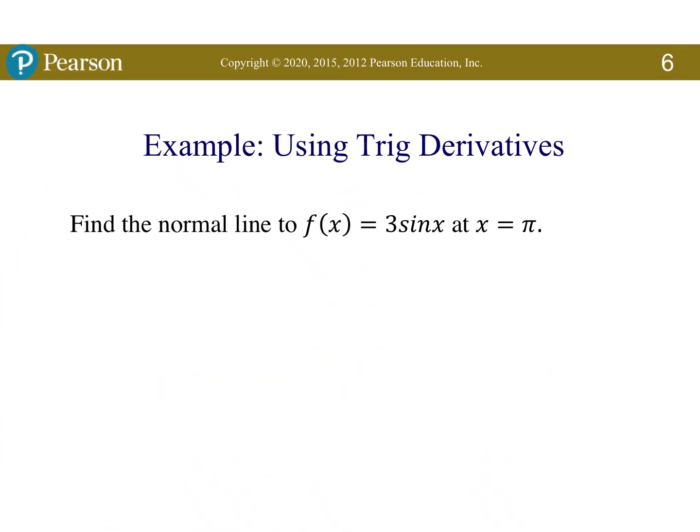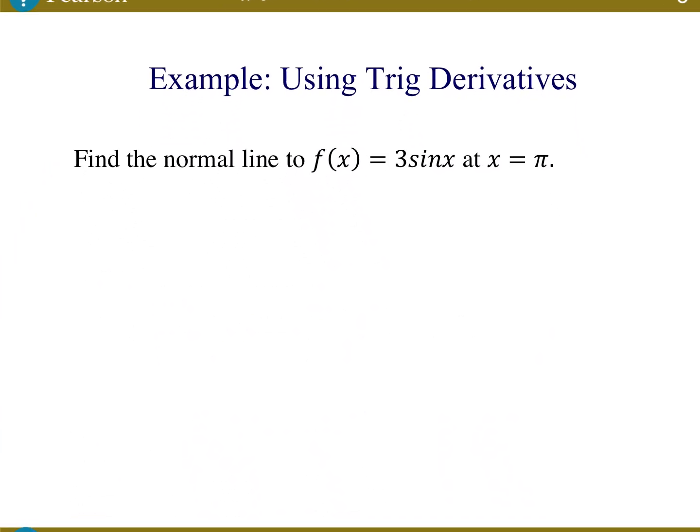All right, so let's try it. Find the normal line. Okay, stop. Before you even process anything else, what does your brain tell you when you need to find a normal line? I need a point and I need a slope. Right. So that's what we're going to do first. We're going to need a point. We are going to need a derivative, and the derivative is going to help me find a slope. So those are the things I need. My point is going to be pi, comma, and then 3 times the sine of pi. What is 3 times the sine of pi if I plug pi in?